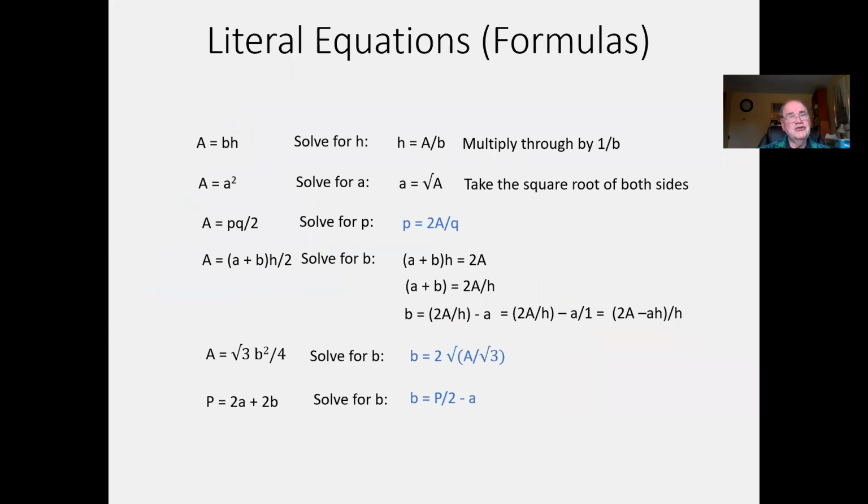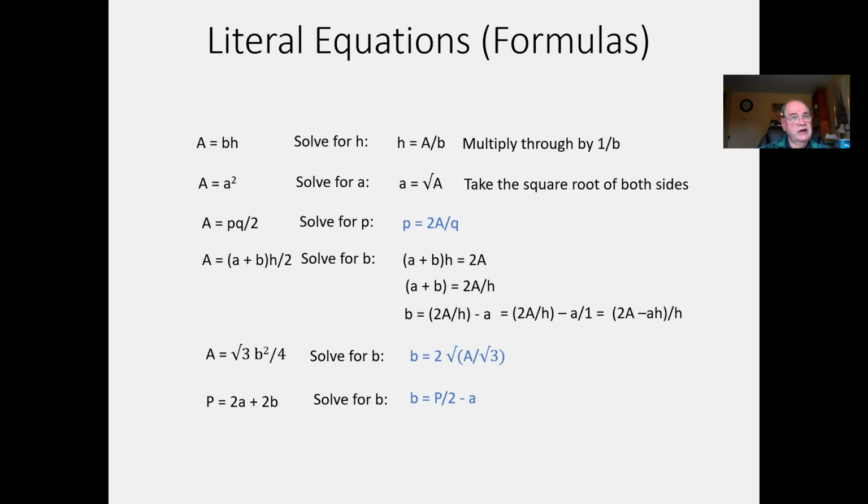Literal equations are better known as formulas, where we have mostly letters, relationships between quantities. These I took from the geometry page. Here we have the area of a rectangle. Here the equation is solved for the area. I asked you to solve for the height, and solve really for any letter you like. And so here, solving for the height, I claim is A over B. The area of a square, solving for the side of the square, taking the square root of both sides. Here's one for you to try. There's that area of the rhombus.